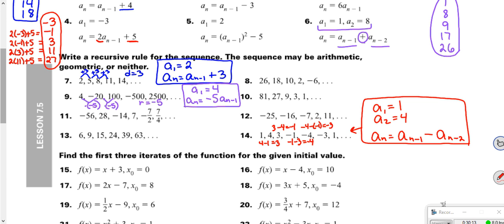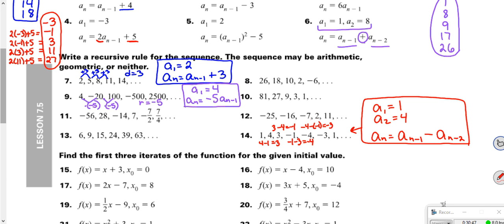So this is 14. If you're relying on 2 preceding terms, then you have to name the first 2 terms of the sequence. A sub 1 is 1, A sub 2 is 4, and then in this case, A sub 3 would be the A sub 2 term minus the A sub 1 term. And then A sub 4 would be A sub 3 minus A sub 2. A sub 5 would be A sub 4 minus A sub 3, and so on. Okay, you've got to kind of play with it in some cases.